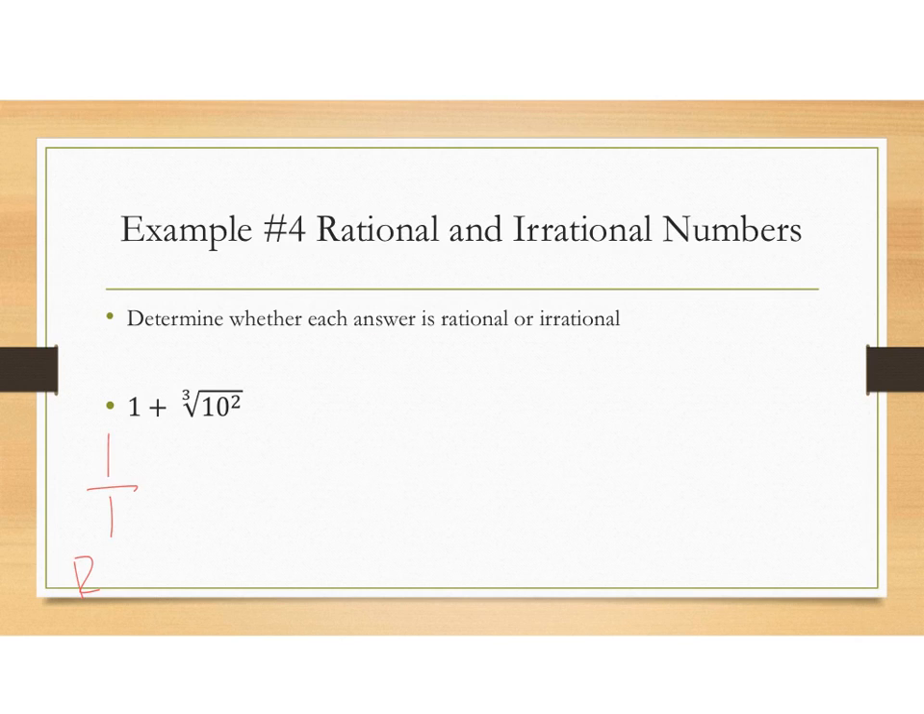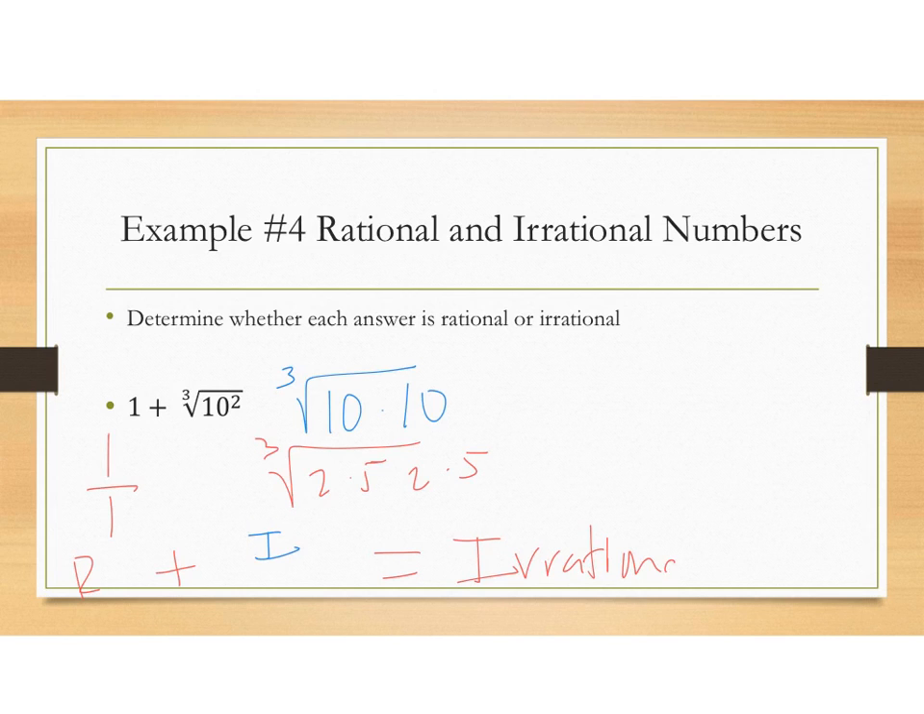In its form, it's kind of hard to tell if it's a rational or irrational number, so let's simplify it. Cube root of 10 squared, I can rewrite that as 10 times 10. I still need to simplify it because I can't take anything out, so cube root of 2 times 5 and 2 times 5. Still, I don't have any groups of 3, so I can't simplify the cube root of 10 squared, which leaves me to say it's an irrational number. So if I have a rational number plus an irrational number, I will still end up with an irrational number.